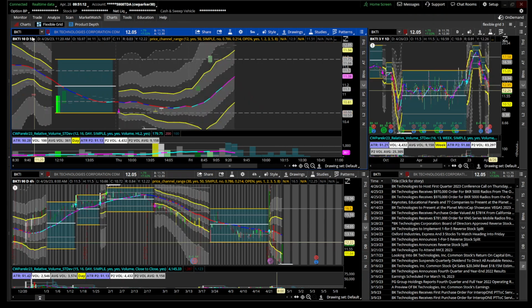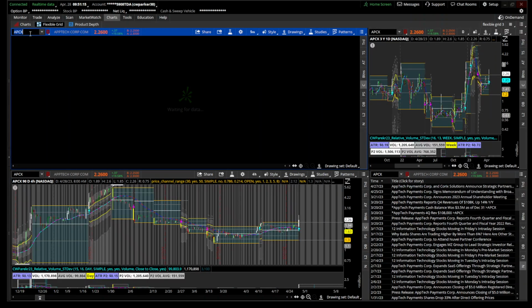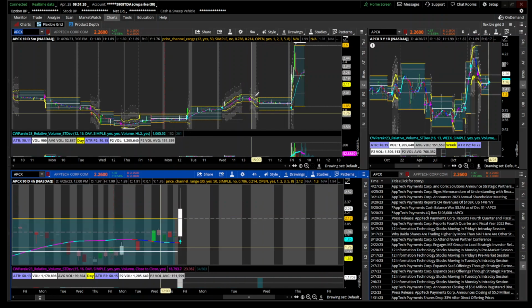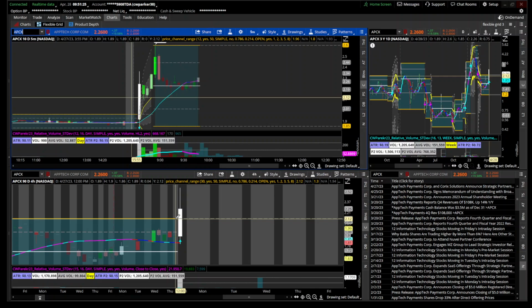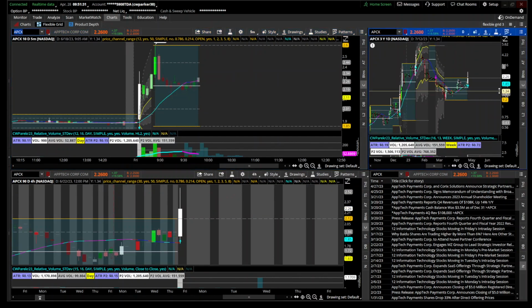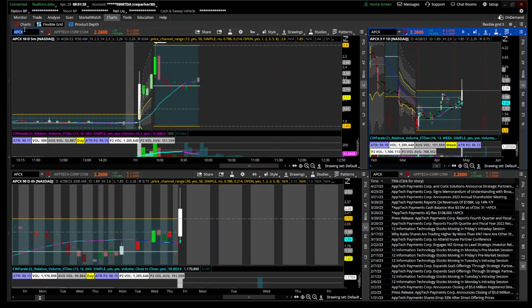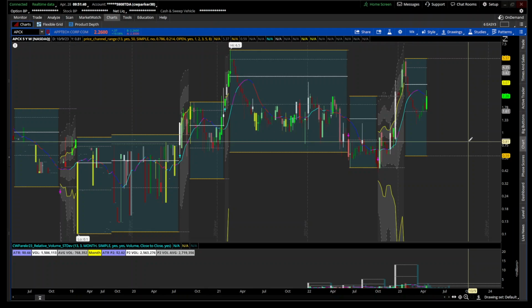APCX. Here's your 4 hour breakdown here. So the range was here at 212. It went up to 259. And here's your daily. So it's breaking on the daily as well. And we're looking at it on the weekly. It looks like it's not breaking on the weekly at all.